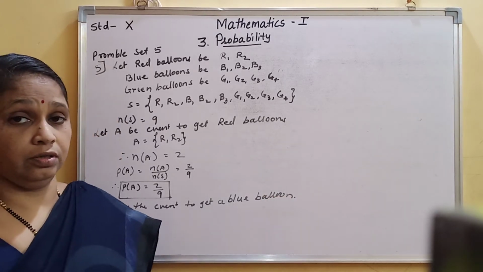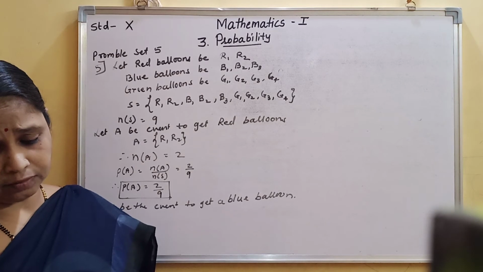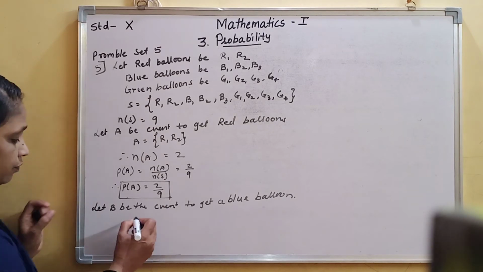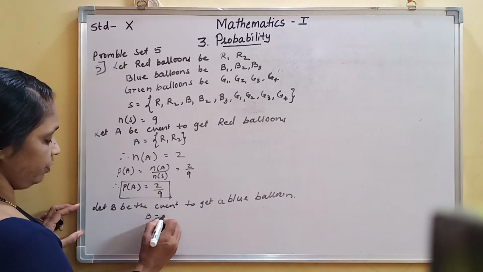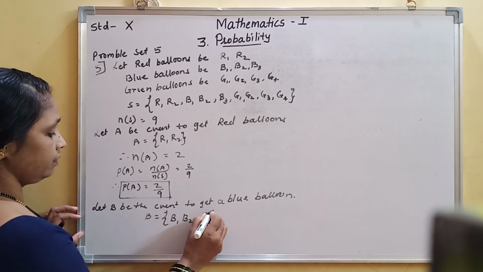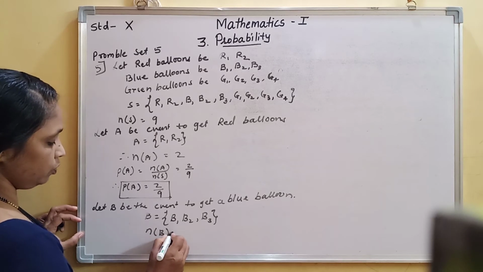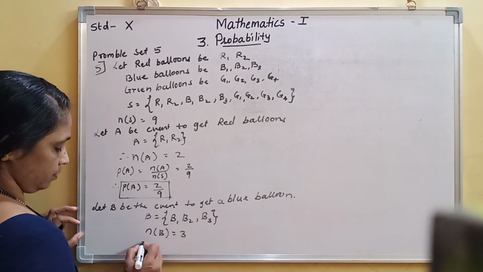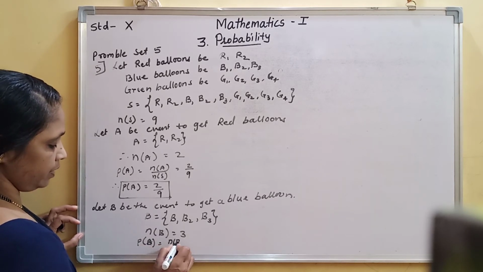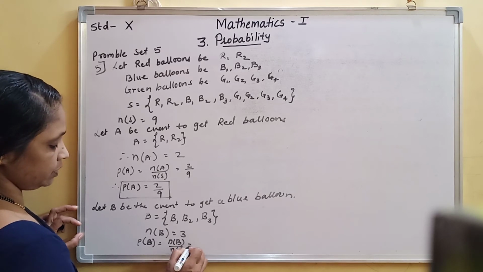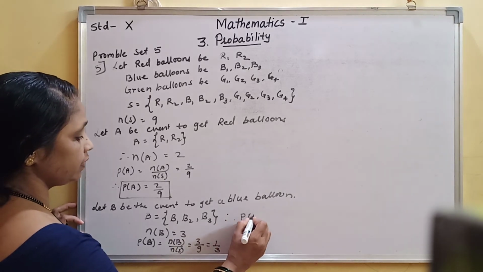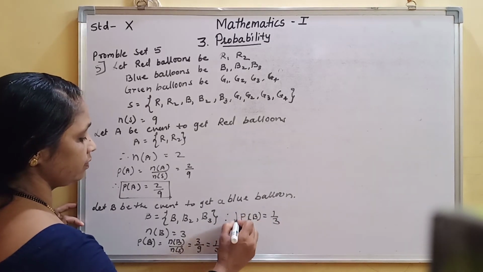Let B be the event to get a blue balloon. So blue balloons will be, how many are there? B will be equal to B1, B2 and B3. So n of B will be equal to 3. Probability of B will be equal to n of B upon n of S, which is equal to 3 by 9, which is equal to 1 by 3. Therefore probability of B will be equal to 1 by 3.